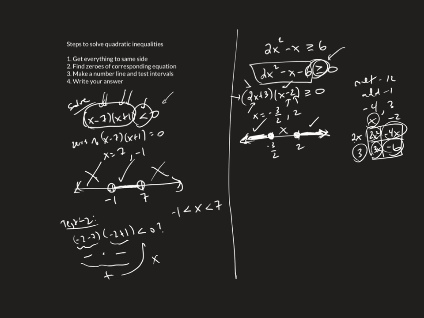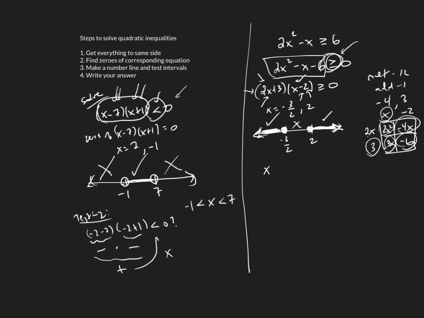So when I go to write my answer here, I've got two sort of separate sets here. So I'm going to need to write two inequalities. X is less than or equal to, now remember it's equal to because it was equal to in the original problem, negative 3/2, or X is greater than or equal to 2.